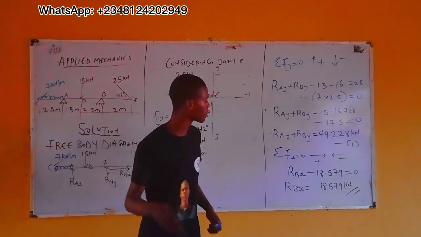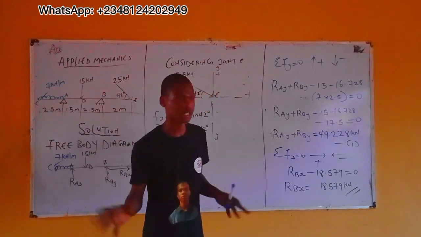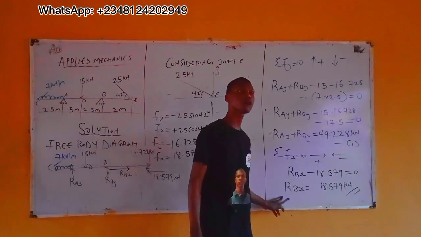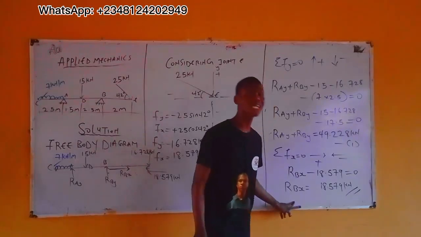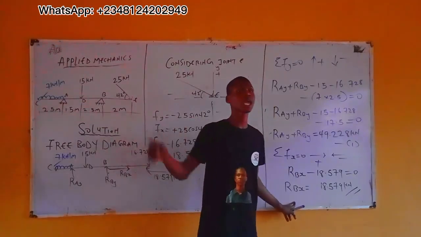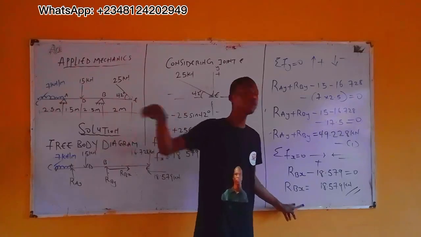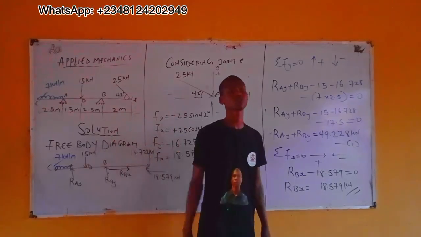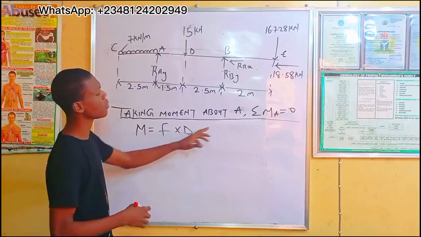18.579 is your answer. Out of these 3 support reactions, you've solved for what? RBX. You are yet to know what? RAY and RBY. Now let's apply the third condition. Now, taking moment about point A.